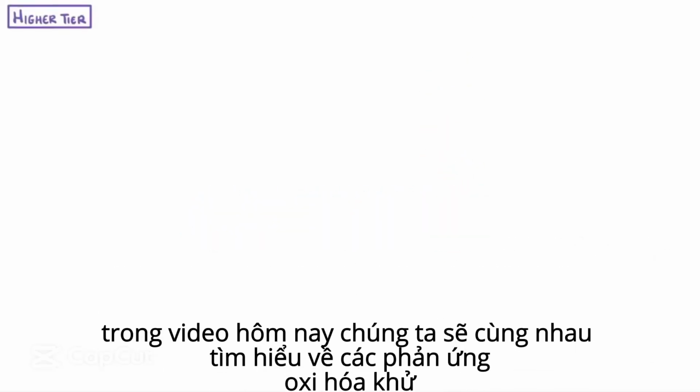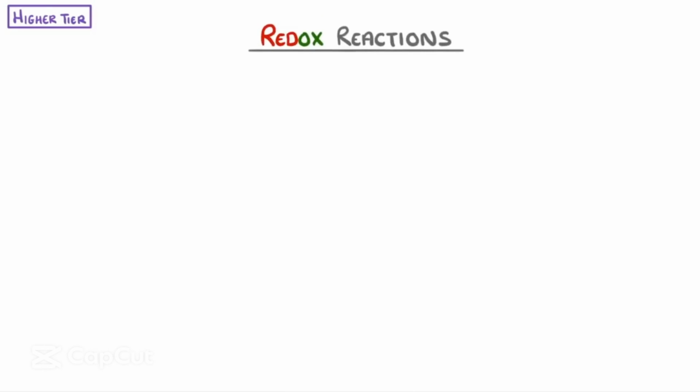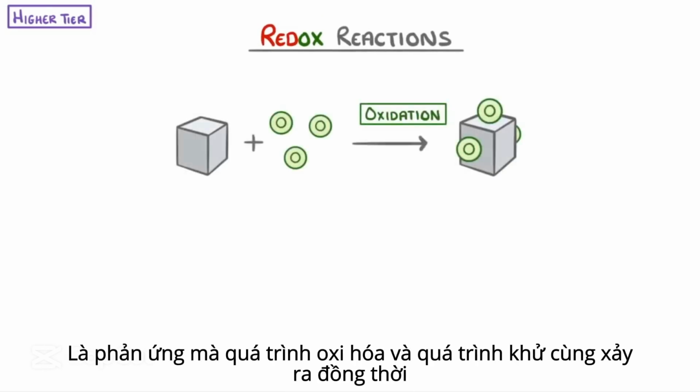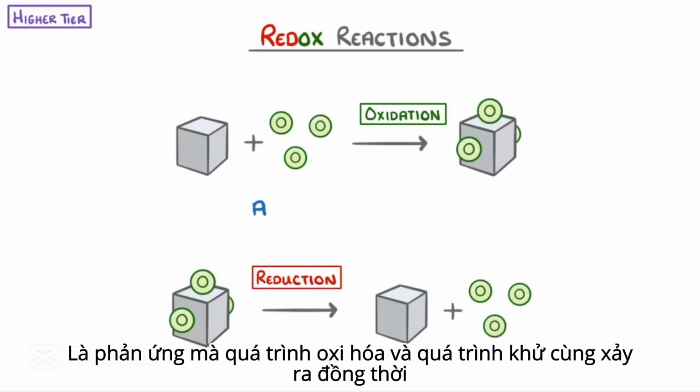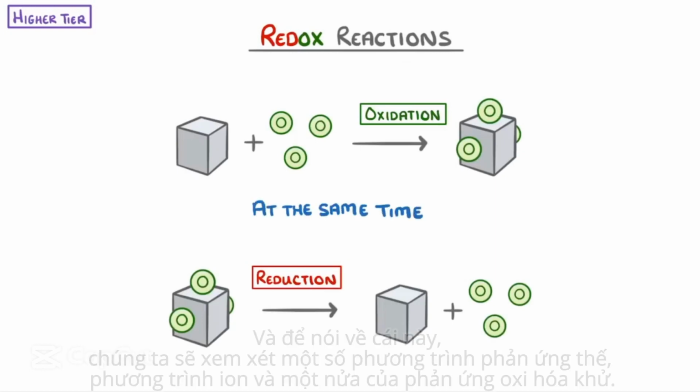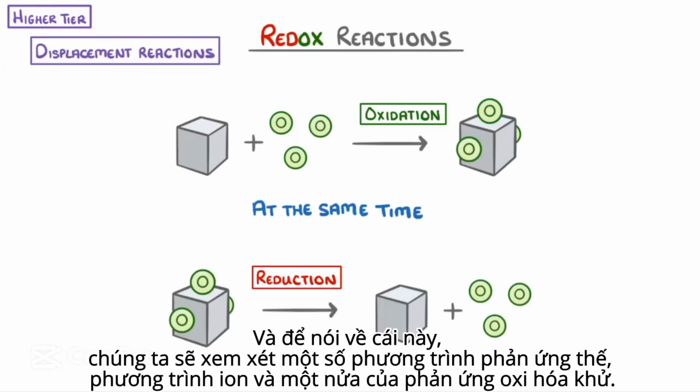In today's video, we're going to take a look at redox reactions, which are reactions in which oxidation and reduction both take place at the same time. And to do this, we'll cover displacement reactions, ionic equations, and half equations.